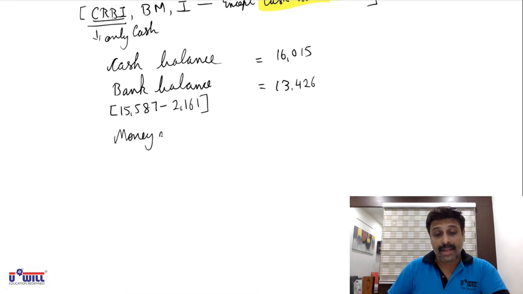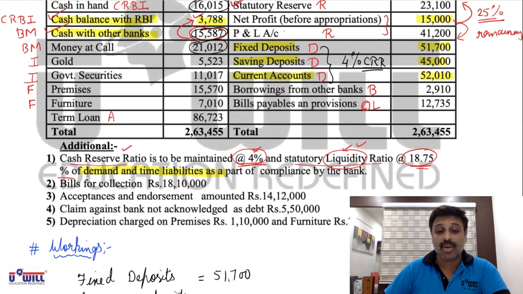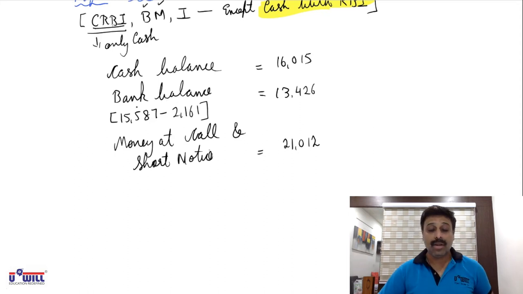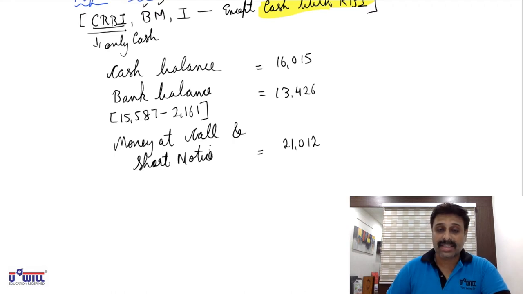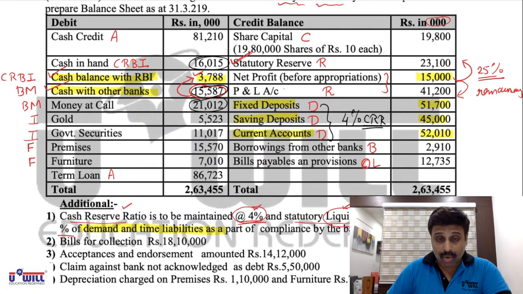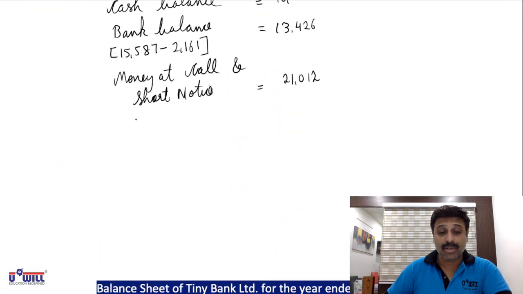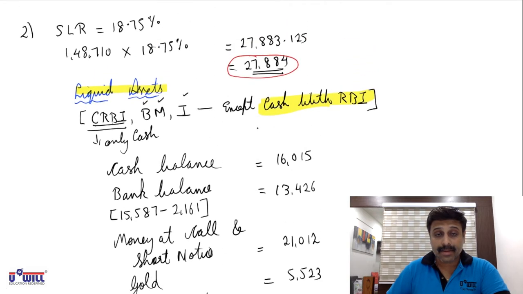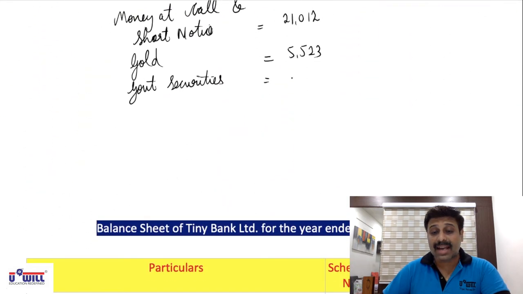Then what is money at call and short notice? Call money, you can see here, is given as 21012. These all are liquid assets. Cash is already a liquid asset with you. Bank balance is a liquid asset. Money at call and short notice is a liquid asset. It is available in cash. Further, investments. Investments means government securities and gold. Gold is 5523. Government securities are 11017. These two things are marked as investments. These all are liquid assets with the bank.